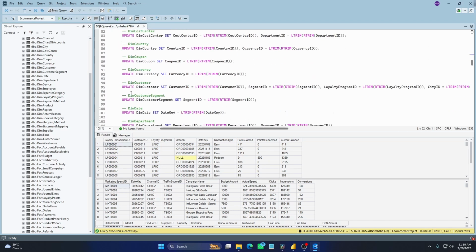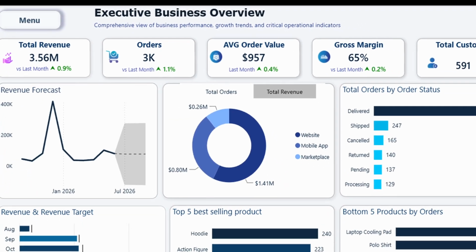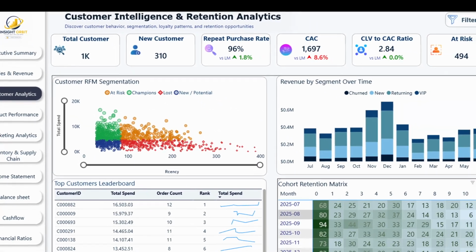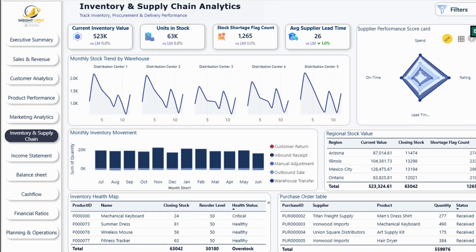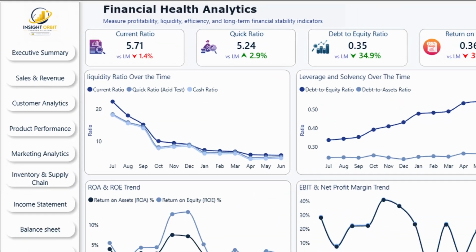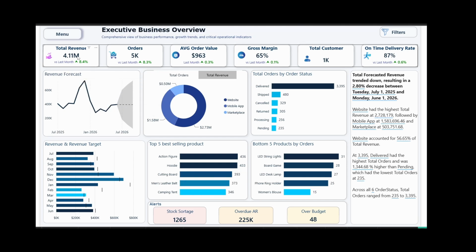This project covered almost every important area of an e-commerce business, including executive summary, sales and revenue analysis, customer analysis, product performance, marketing analytics, inventory and supply chain, income statement, balance sheet, cash flow, financial ratio, and planning and operation. Everything is connected in one Power BI data model, so all the reports stay consistent and update automatically. Now let's start with the first dashboard phase, the executive summary.